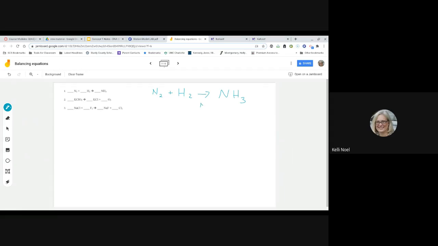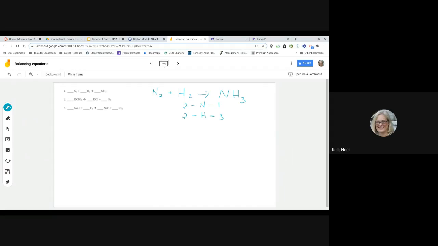So what I was explaining is I write down my letters on both sides. Now, if you find a letter on the left and you don't see that letter on the right, you've got a problem. Something's not right. You've got to have the same elements on both sides. So nitrogen, I have 2 on the left, hydrogen 2 on the left. On the right, I have 1 and I have 3.